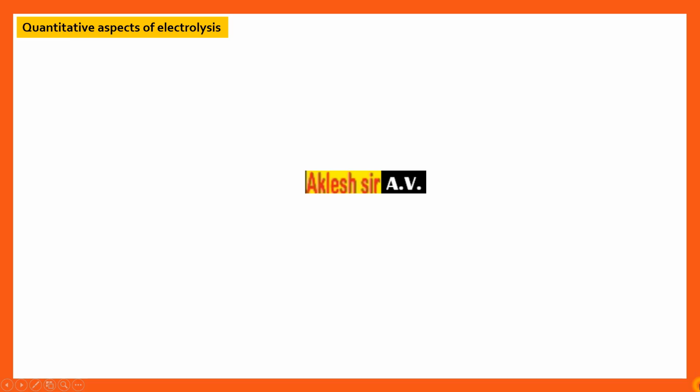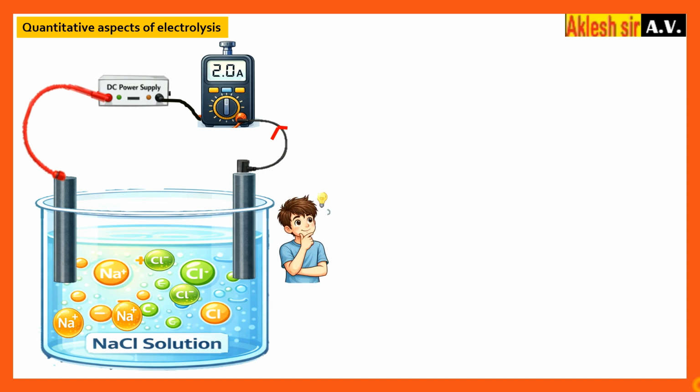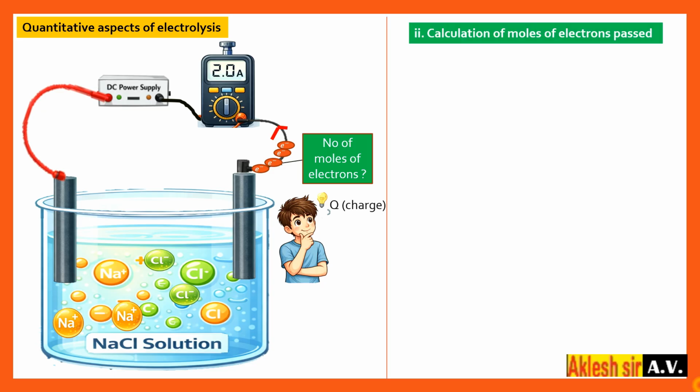Quantitative aspects of electrolysis. How many moles of electricity passed during electrolysis if I know the charge? Calculation of moles of electrons passed. Moles of electrons actually passed equals Q divided by 96,500 coulombs per mole of electrons. Now we substitute the value of Q as 80 coulombs. Moles of electrons actually passed equals 80 divided by 96,500.